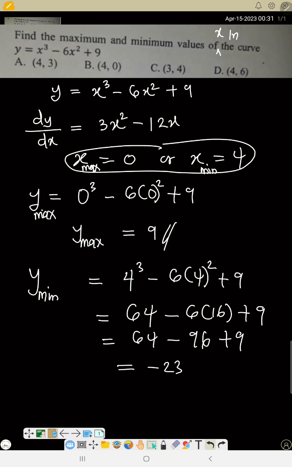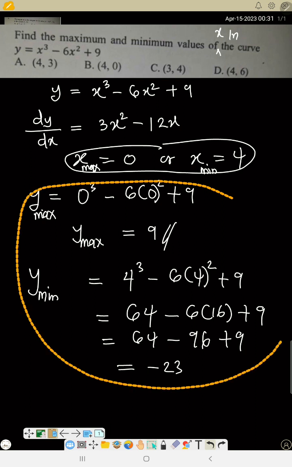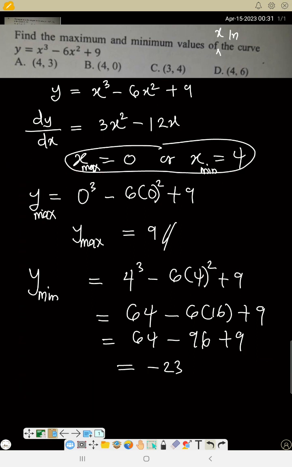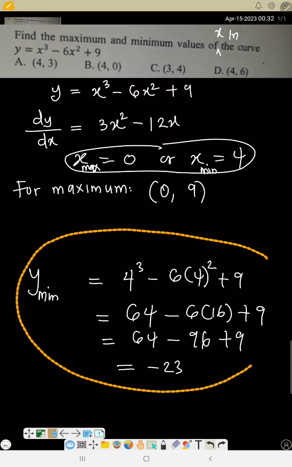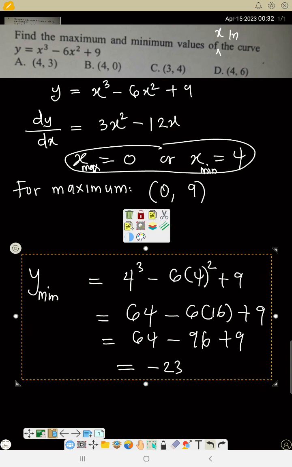So let me organize the answer. Y maximum is 9. Let me say for maximum, we have when S is 0, Y is 9. Then for minimum, when S is 4, Y is minus 23.